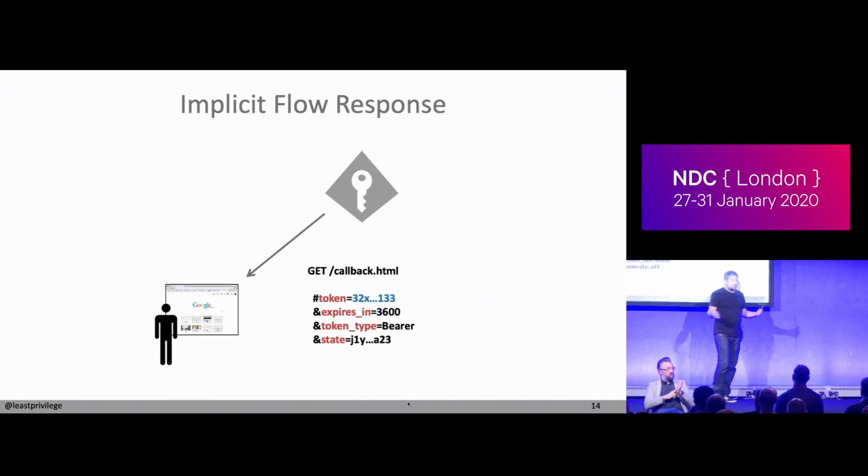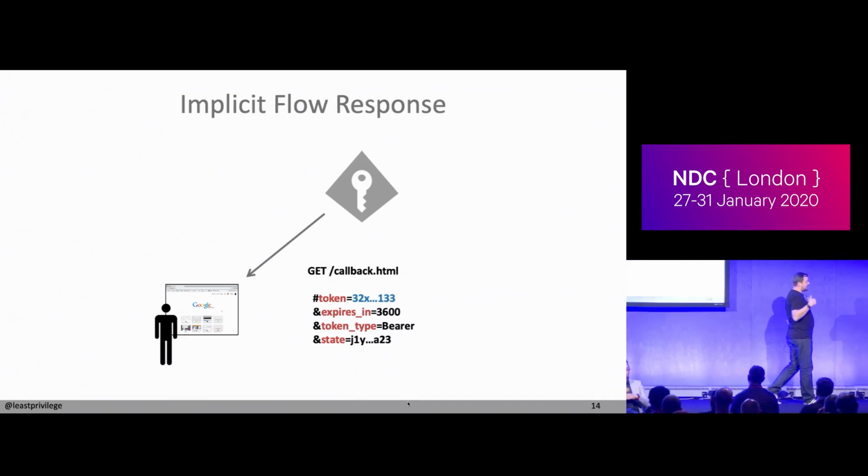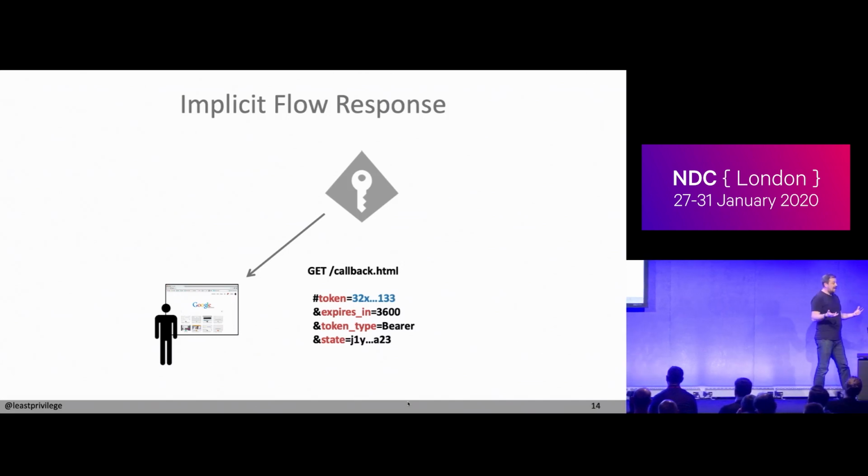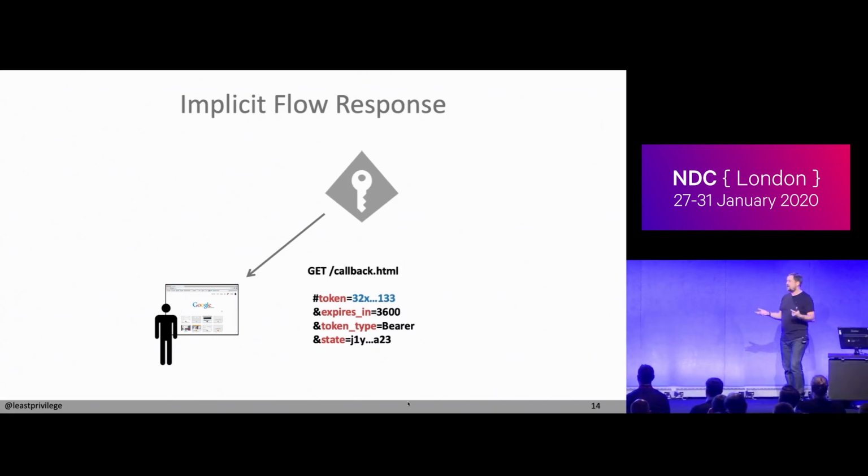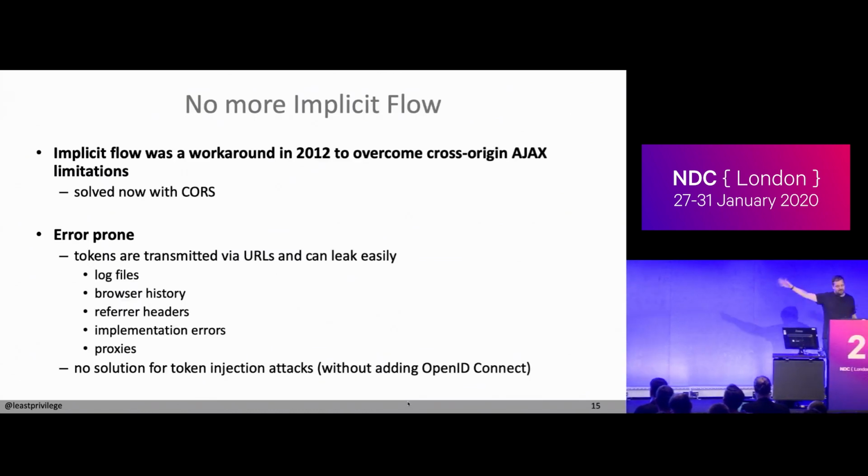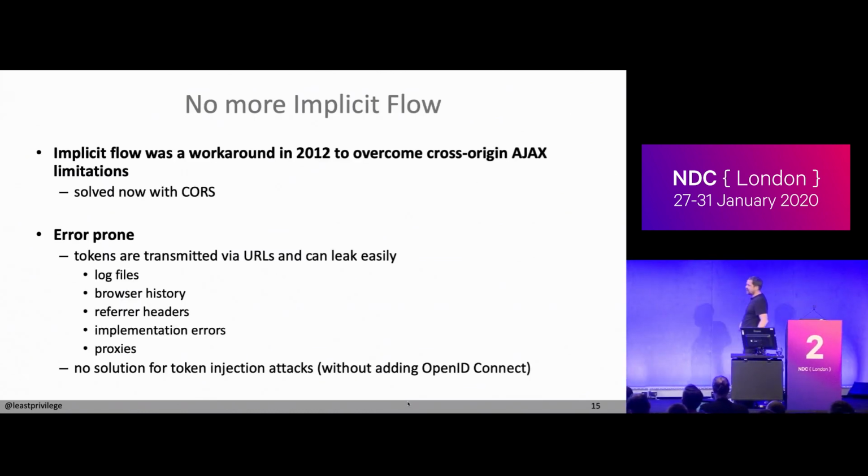Okay? That was the only thing that was working. As you can imagine, this is error-prone. This can leak data if you don't protect against it. But now, in 2020, we do have cross-origin AJAX calls, and there's no need anymore to use this simplified version of it, so don't use it anymore, okay? Don't use it.